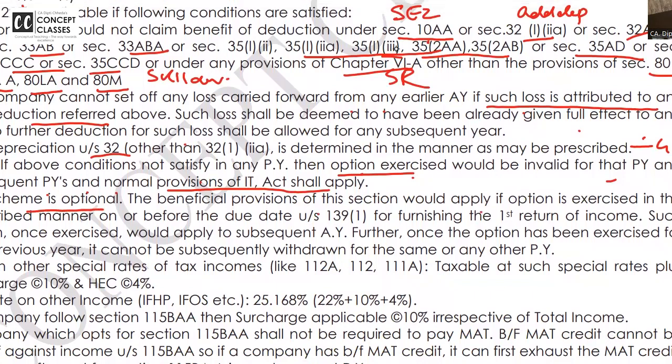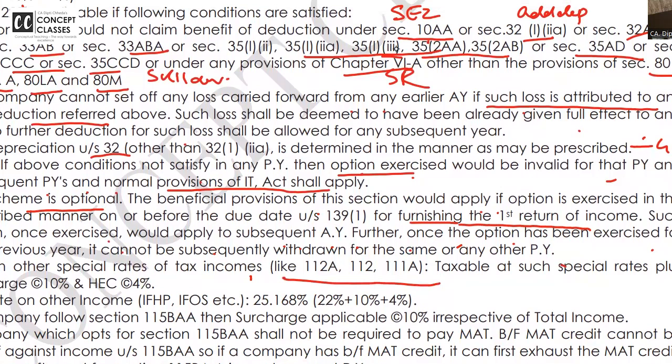Beneficial provision of this section would apply if it is exercised before the due date of filing the return, the first return. Such option once exercised would apply every year. But further, once the option has been exercised, it cannot subsequently be withdrawn. Okay. Tax on special income at special rate only. You remember what I said?